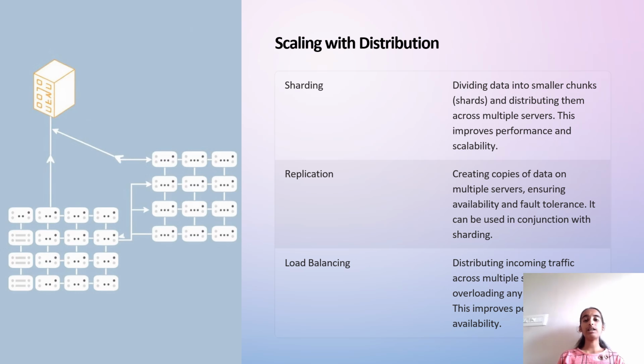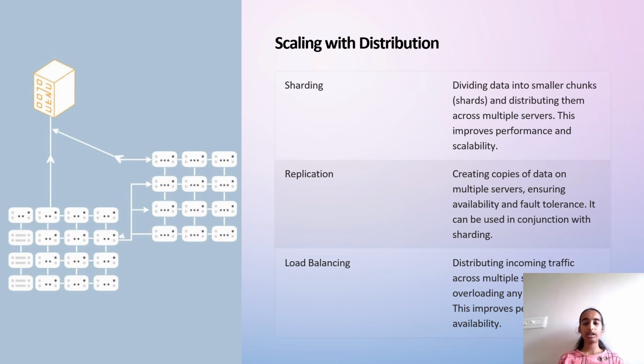Next comes the scaling with distribution. The first is sharding, replication, and load balancing. Sharding is dividing data into smaller chunks and distributing them across multiple servers. This improves performance and scalability.